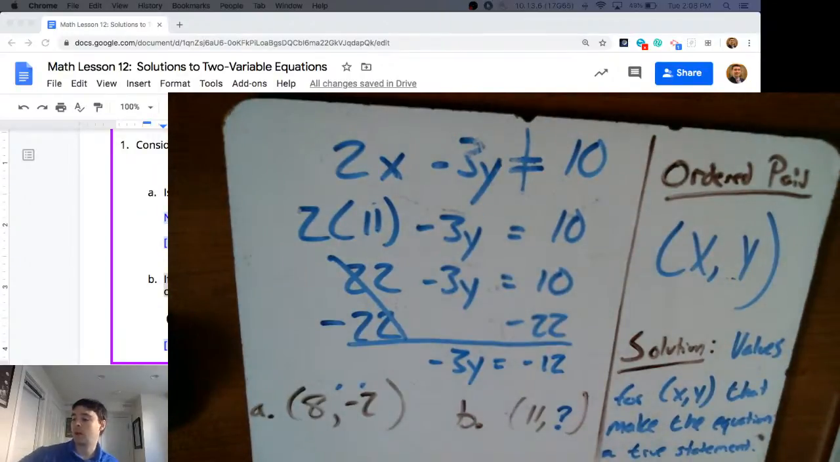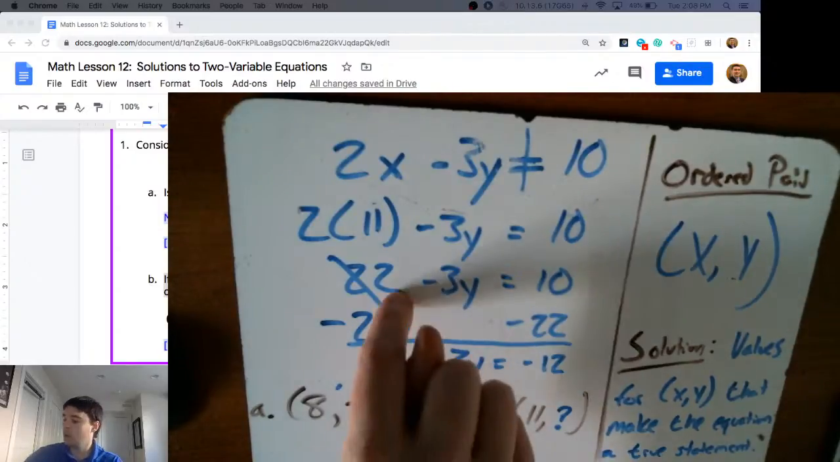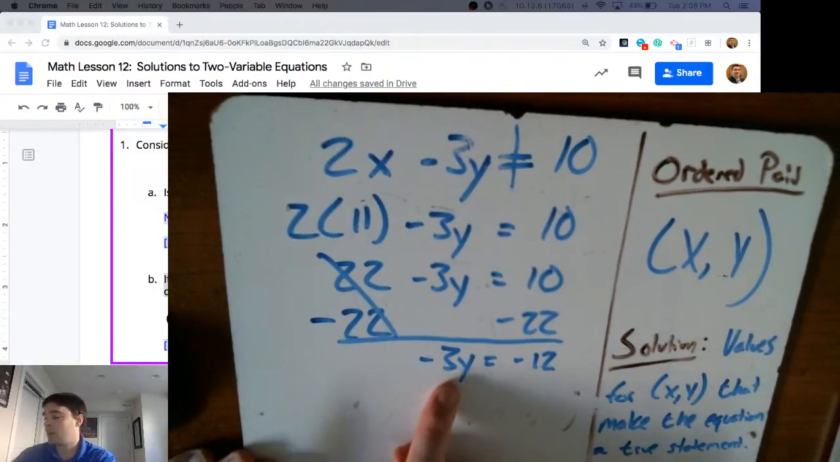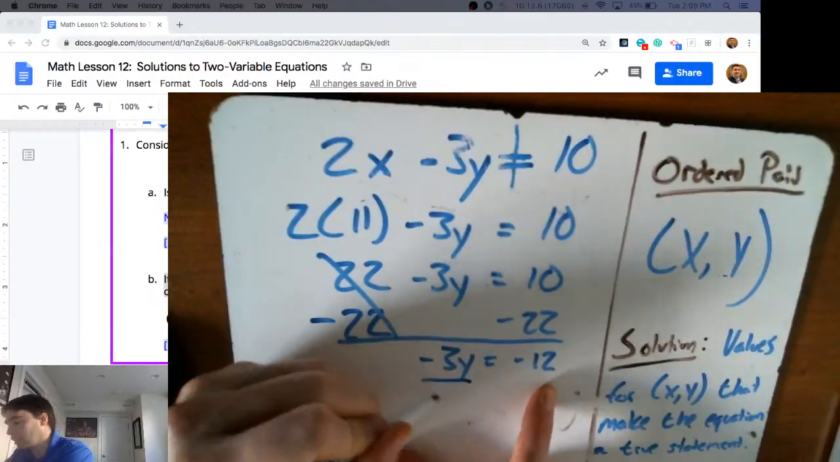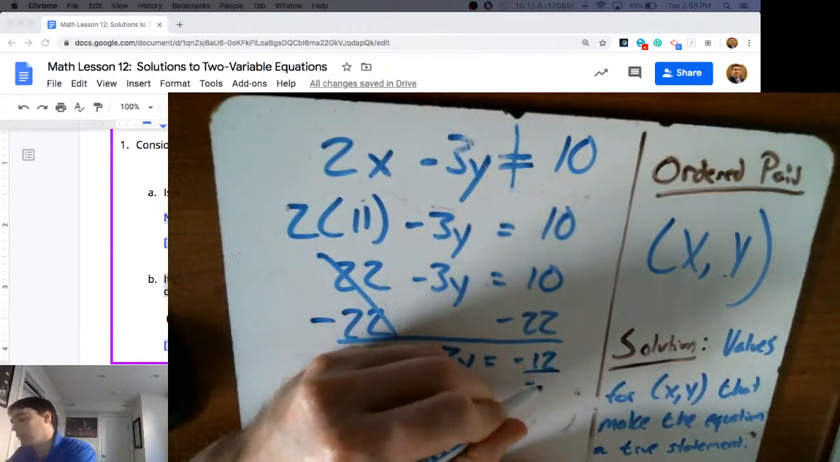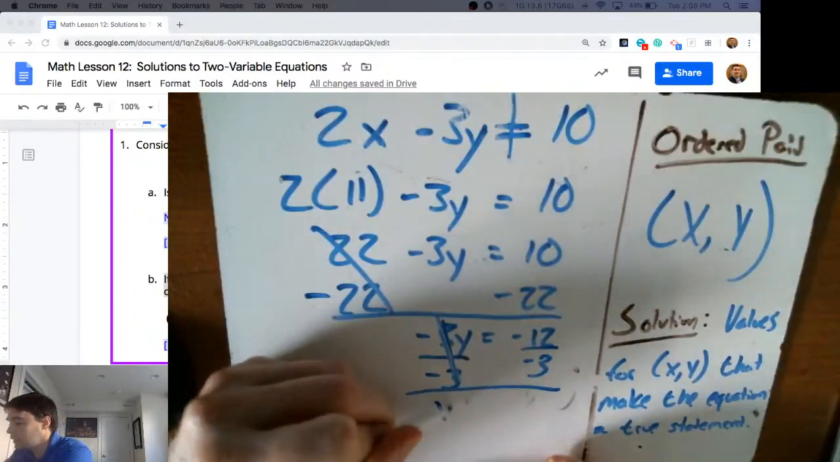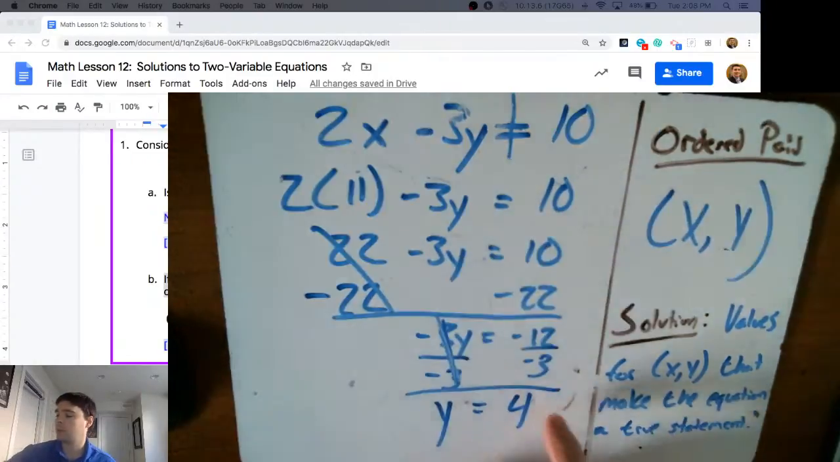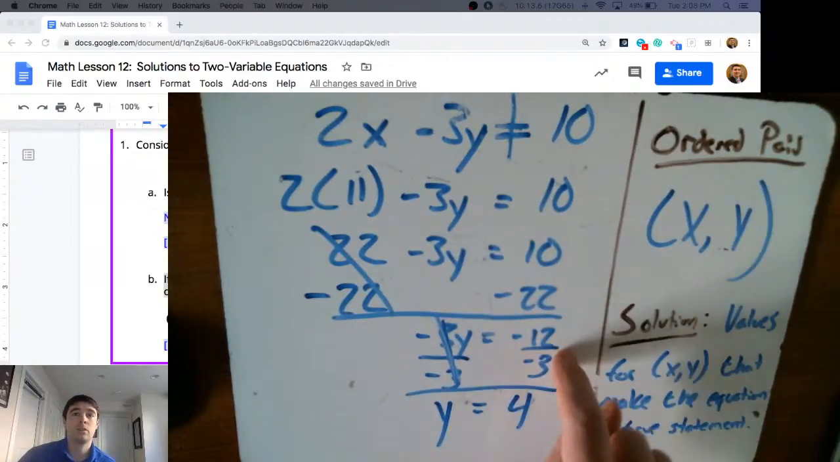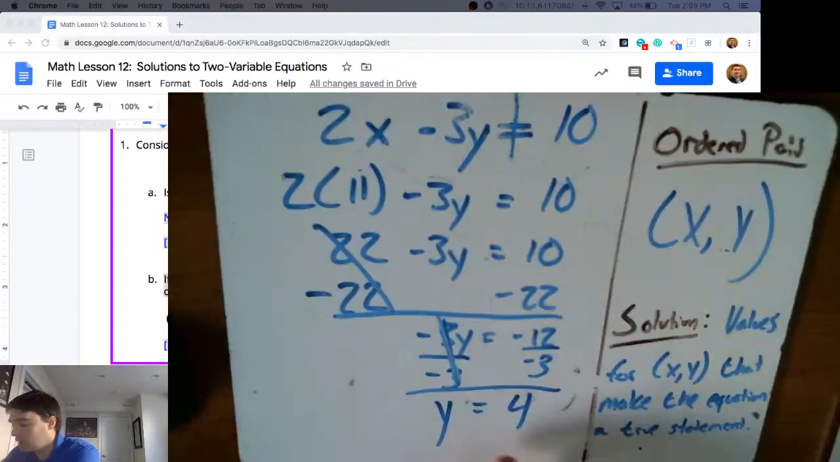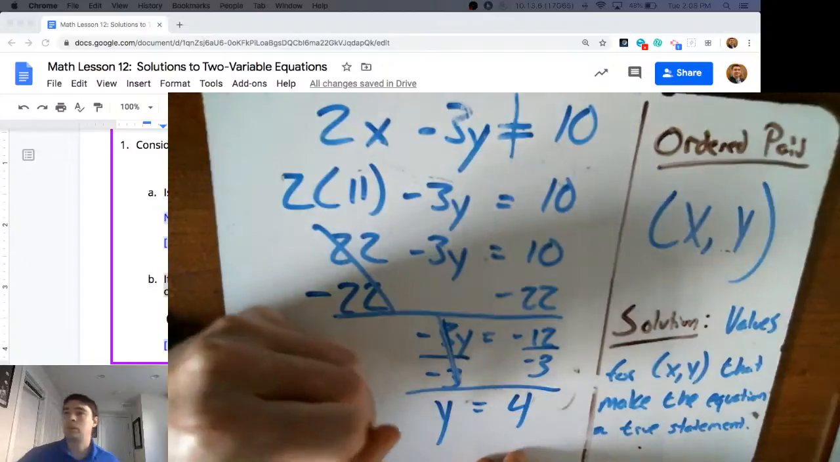Again, I'm trying to get the y all by itself. I first cancel out the 22. Now I've got negative 3 multiplied with y. If I don't know what number times negative 3 gives me negative 12, I can divide both sides by negative 3, which cancels out the coefficient, or the multiplied by negative 3. And this tells me negative 12 divided by negative 3, and a negative divided by a negative is a positive, 12 divided by 3 gives us 4. So that tells me if x were 11, then y needs to be 4.